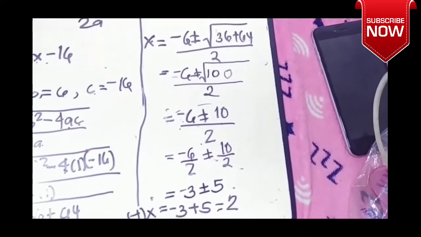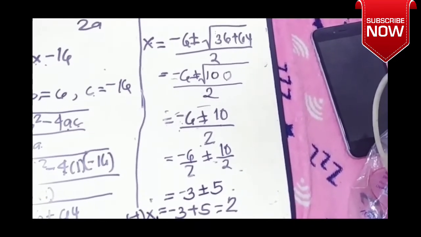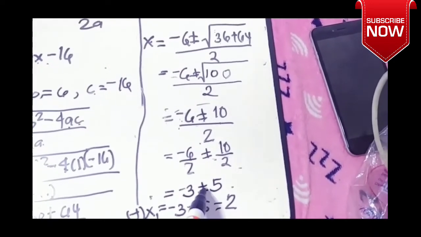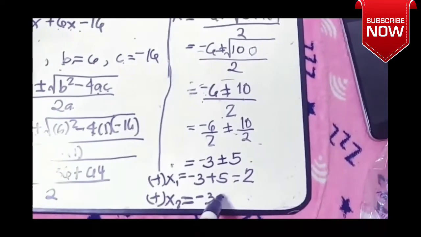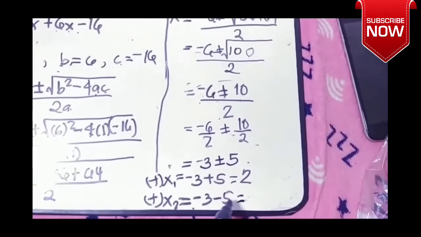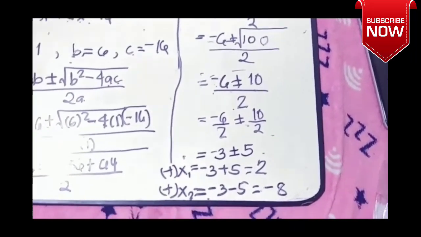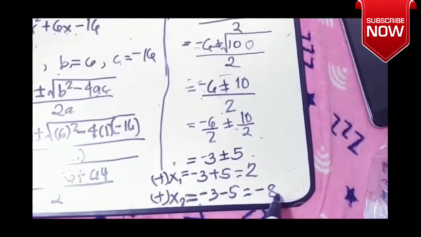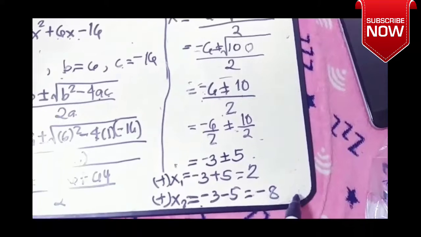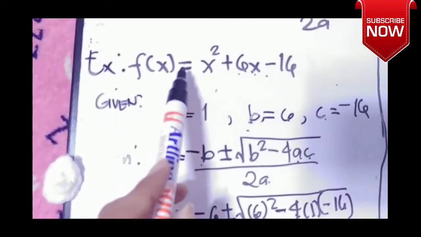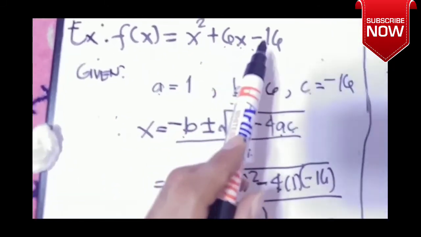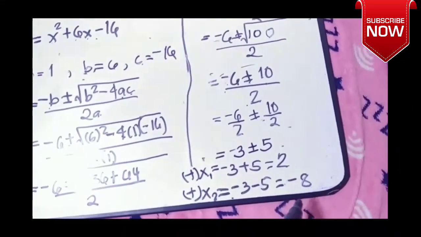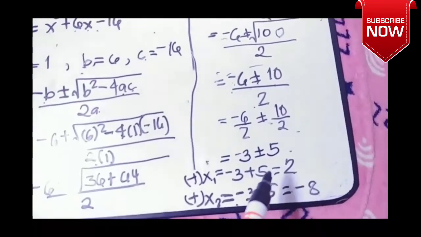Considering negative sign, that is x2, that is x1, so this is equal to negative 3, considering the negative sign of 5, so minus 5. So negative 3 minus 5, that is negative 8. Meaning to say the two values of x are 2 and negative 8. And these are also the roots of the quadratic equation f of x is equal to x squared plus 6x minus 16. Kung mapapansin natin, ito rin yung values na nasolve natin using completing the square.